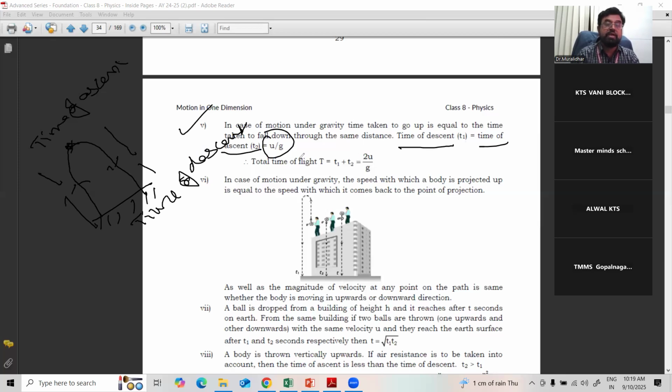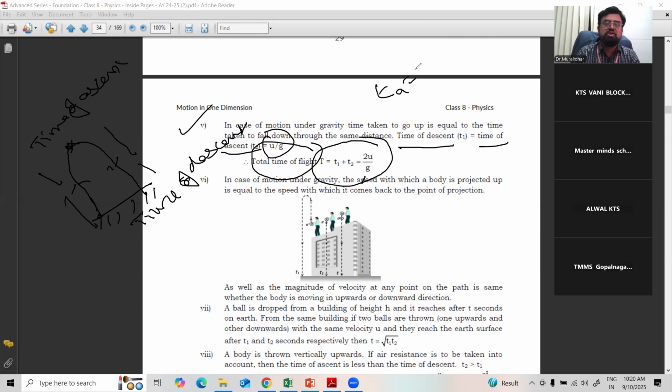So what is the total time of flight? The total time for which the body is in air. When you throw a pen, it will come back to the other hand. So the total time it is in air is called time of flight: time of ascent plus time of descent. u by g plus u by g, that is given by 2u by g. This is the formula for the time of flight, the time for which the body remains in air.